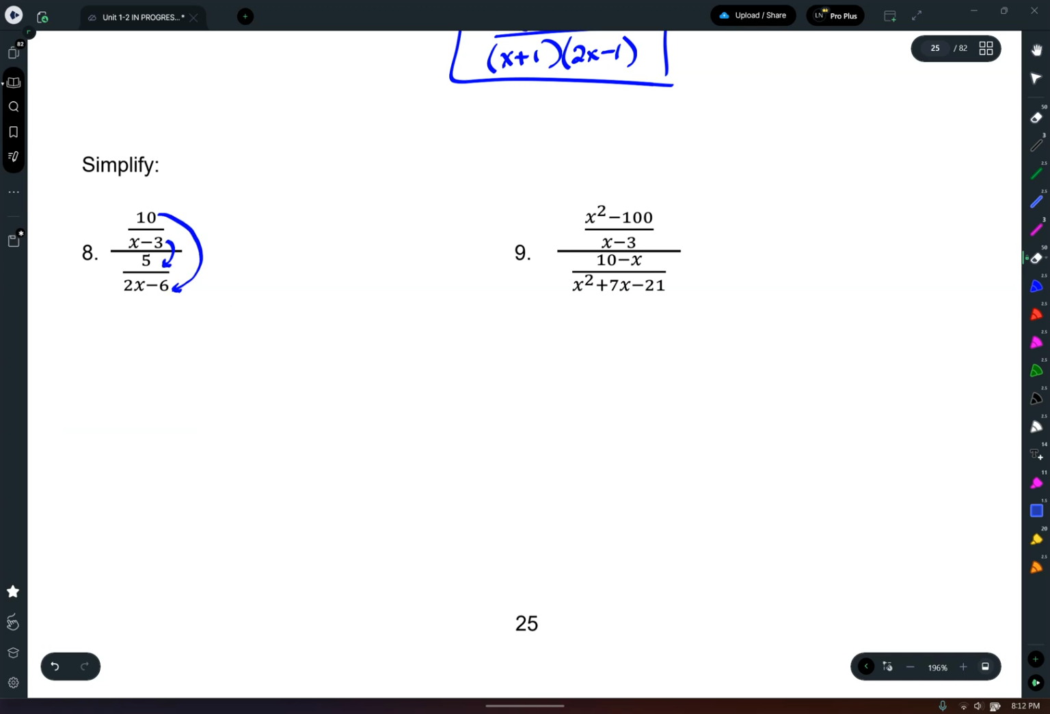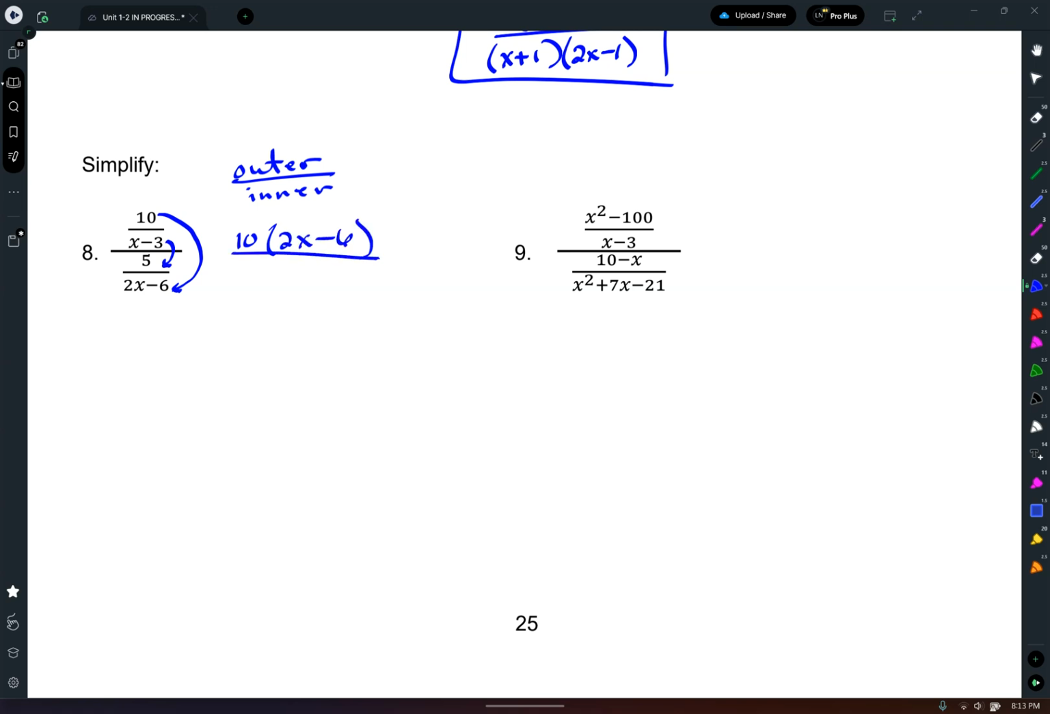So because I know this process, instead of writing this all out, what I usually do on this type of thing, when I see a fraction clearly over a fraction, is I'll call it outer over inner. And it just saves me a step. So in other words, I'll go straight to saying, hey, I know the 10 is being multiplied by 2x minus 6. Those are the outermost terms, the very top and the very bottom. So I'll go straight to saying I have 10 times 2x minus 6. And the inner is going to be the x minus 3 times 5. So 5 times x minus 3.